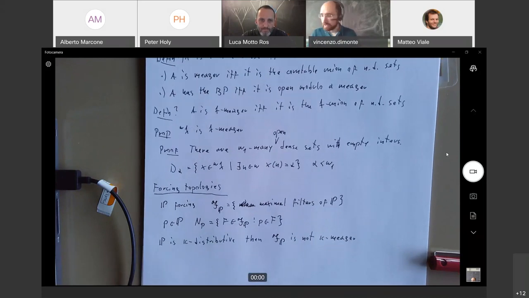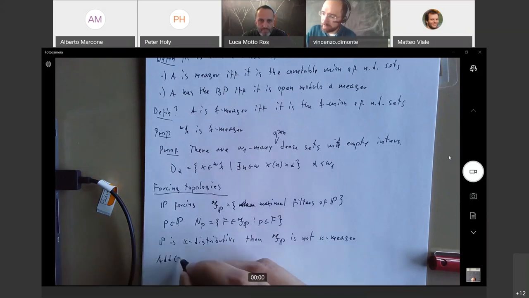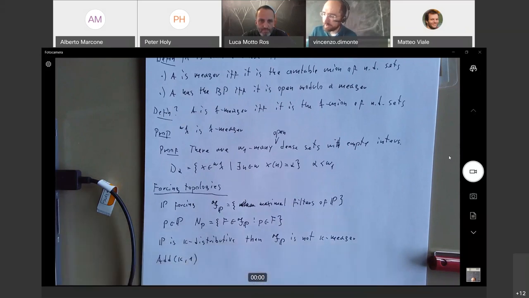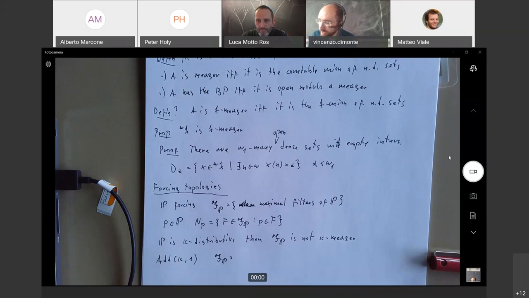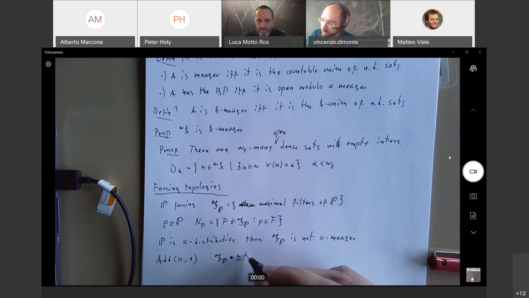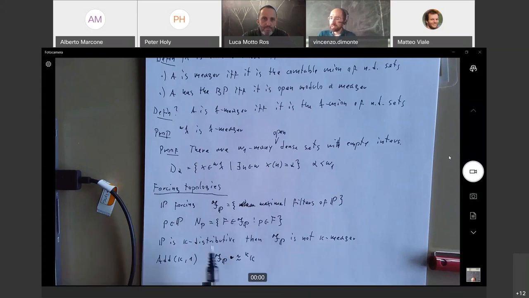Okay, and so what happens in the regular case is that consider the forcing that adds one element to kappa. So what is the space of filters of P? Well, it's a set of maximal filters, but you see, it's actually homeomorphic to kappa to the kappa, because the maximal filters are generic. Think of the generics, for example. From a generic, you can build a subset of kappa. So maximal filters are elements of kappa to the kappa.